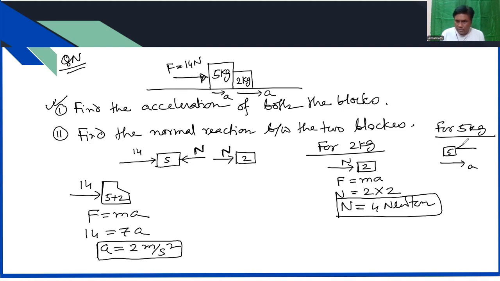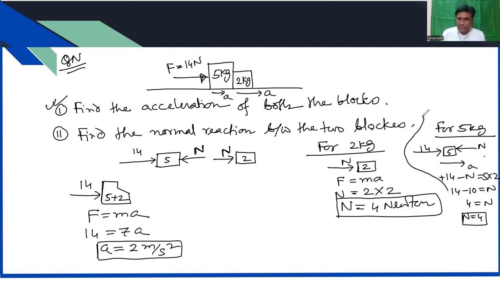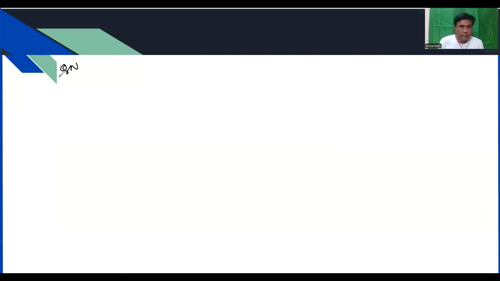Rightward, na? So now you tell me whether you are going to write 14 minus n or n minus 14. What do you think? 14 minus n, because 14 is rightward. So rightward is plus. Normal reaction is leftward, so negative. Must be equal to 5 into A. A is 2 already. So it means 14 minus 10 equal to n. So 4 equal to n. So you see, this way also you are getting the same answer. Okay?